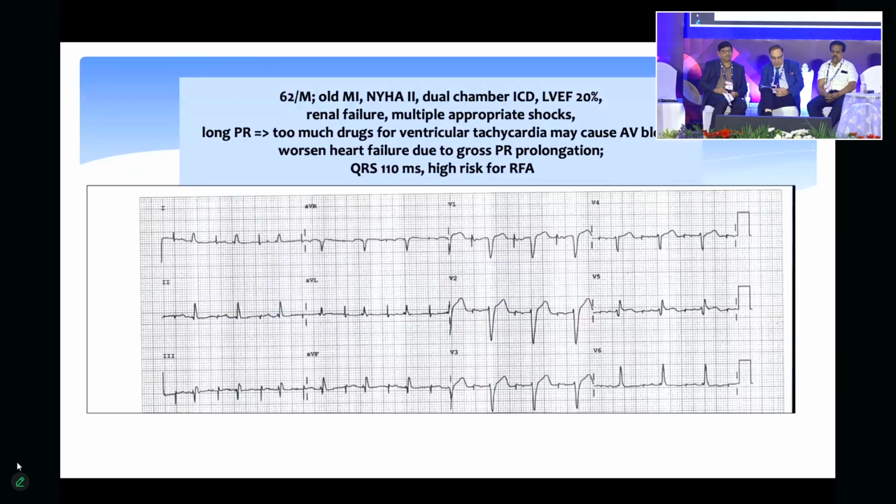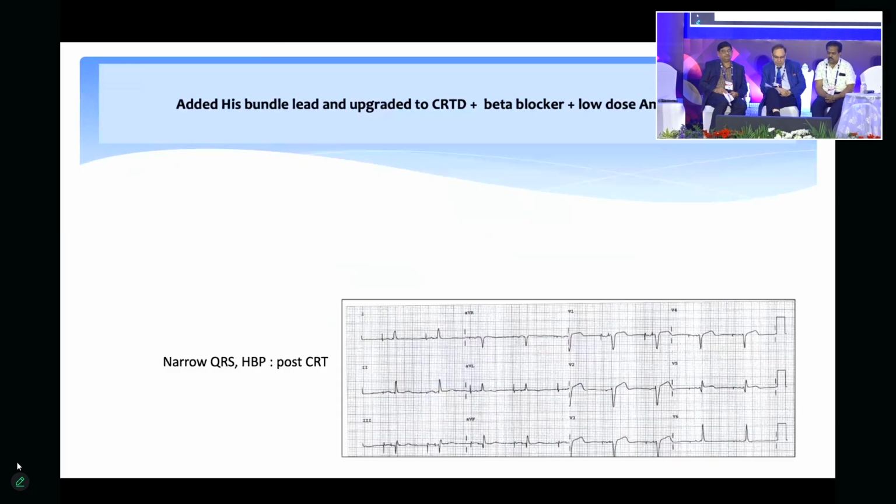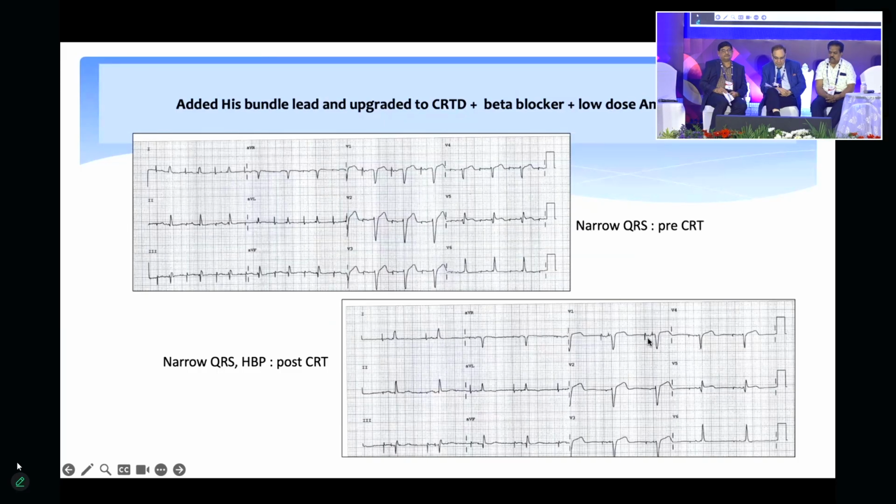So now, here's this patient with severe LV dysfunction who already has a dual chamber ICD, has a narrow QRS, a long PR interval, has recurrent ventricular tachycardia shocks, failed ablation, and doesn't want to do one more ablation. So the best option, as the QRS is narrow, was His bundle pacing, replicating his narrow QRS. Now you can see a pacing spike before the QRS, but the paced QRS is identical to the native QRS. And with this, beta blockers and amiodarone were added, which took care of the ventricular tachycardia.